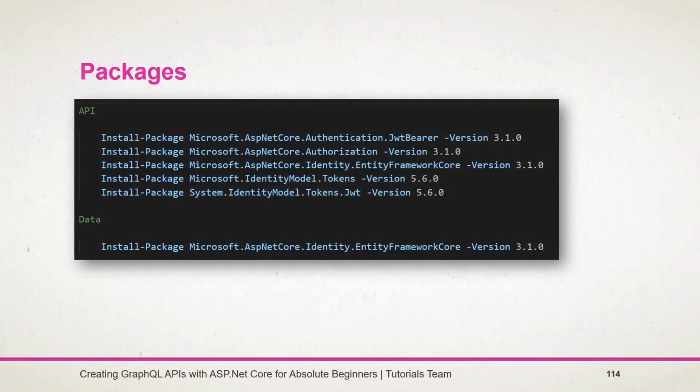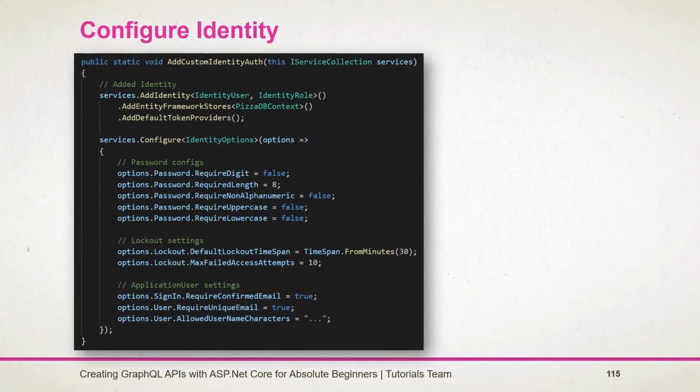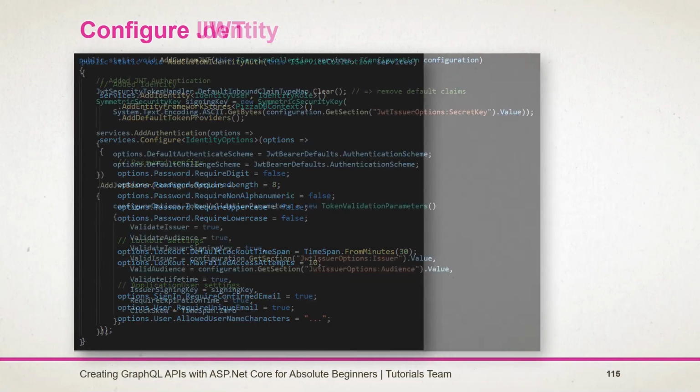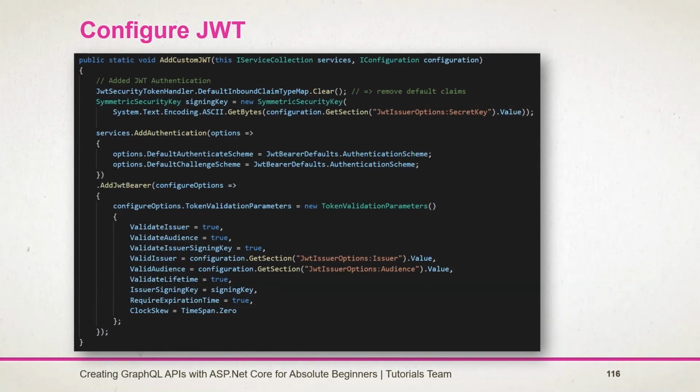We have added the mentioned packages in the API project and the data project. Here is a method using which we have added the services of Identity and configured it. Here we need to specify the DbContext on which we are going to add the Identity model. The DbContext must inherit from the IdentityDbContext. For JWT, we have added the authentication and set the default scheme for it. After this, we added JWT bearer and configured it. For configuration, we have obtained the various values from the app settings.